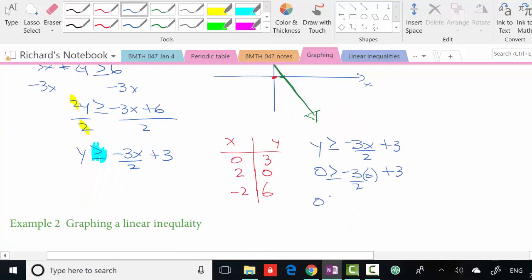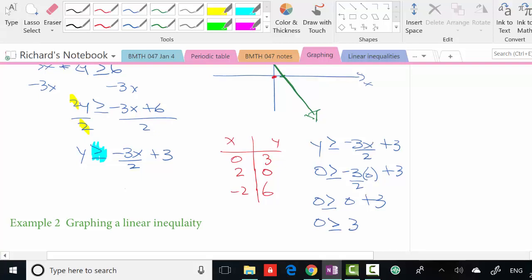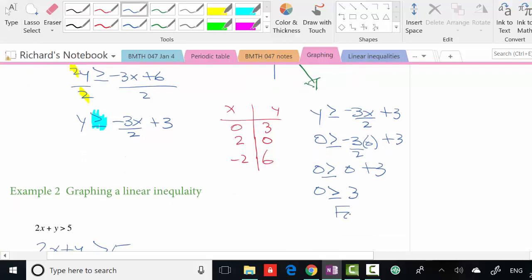Well, let's just see what happens with the test. Anything times 0 is 0, so that becomes 0 plus 3. So minus 3 times 0 is 0, divided by 2 is 0. And so now 0 is greater than or equal to 3. Well, that is false. That is not true.